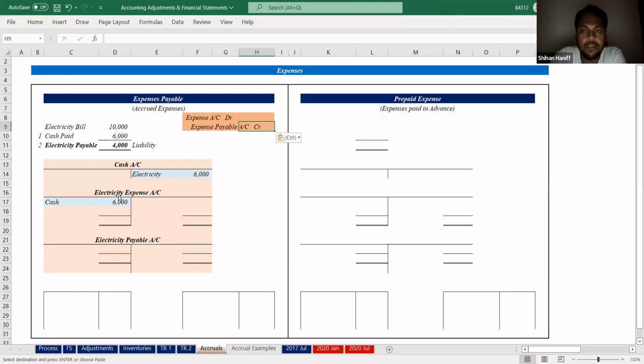Now in expense account, you have only 6,000. This should be 10,000. So double entry for this is electricity account debit, and electricity payable account credit. That's the double entry.